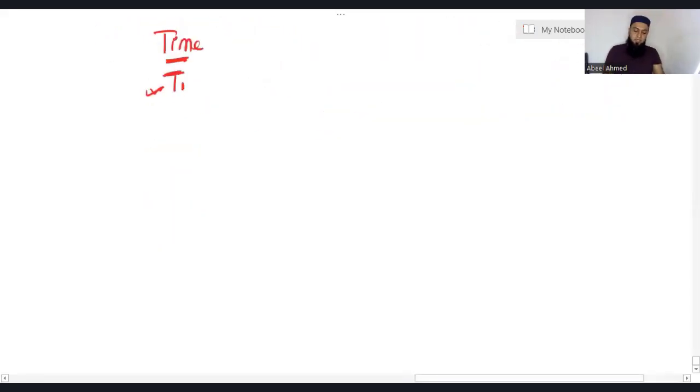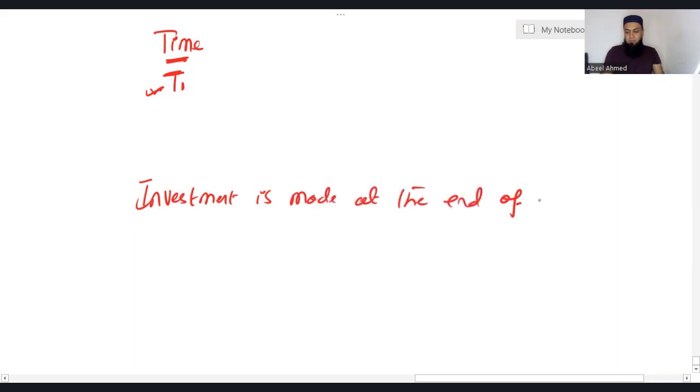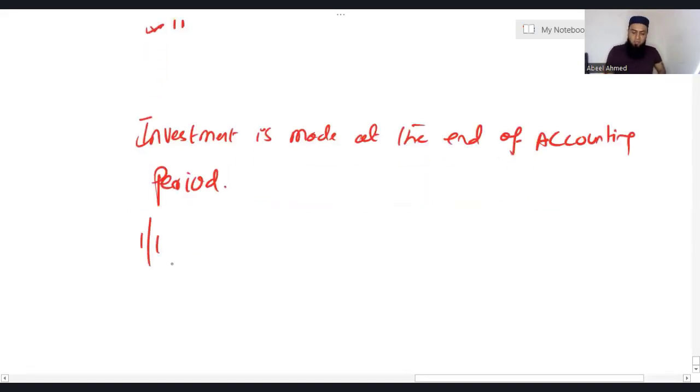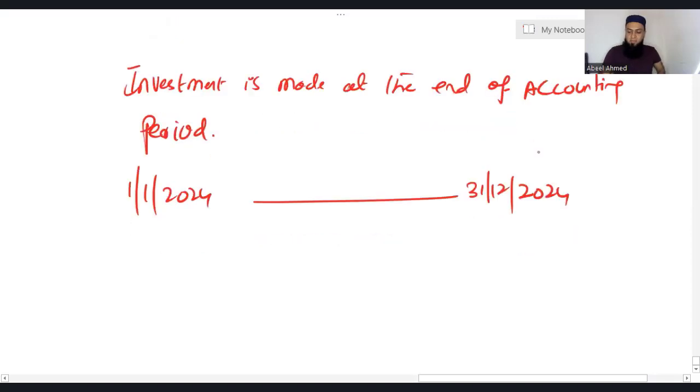Now let's see, if the investment is made at the end of accounting period, then what happens? Investment is made at the end of accounting period. Now try to understand. Assuming this is your accounting period, and let's say we are making investment on this date.